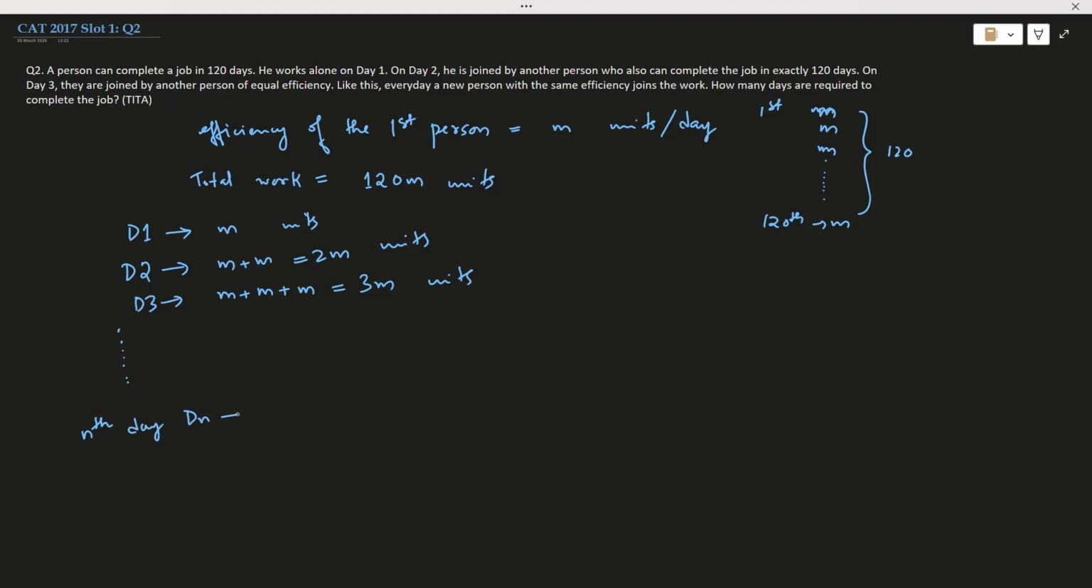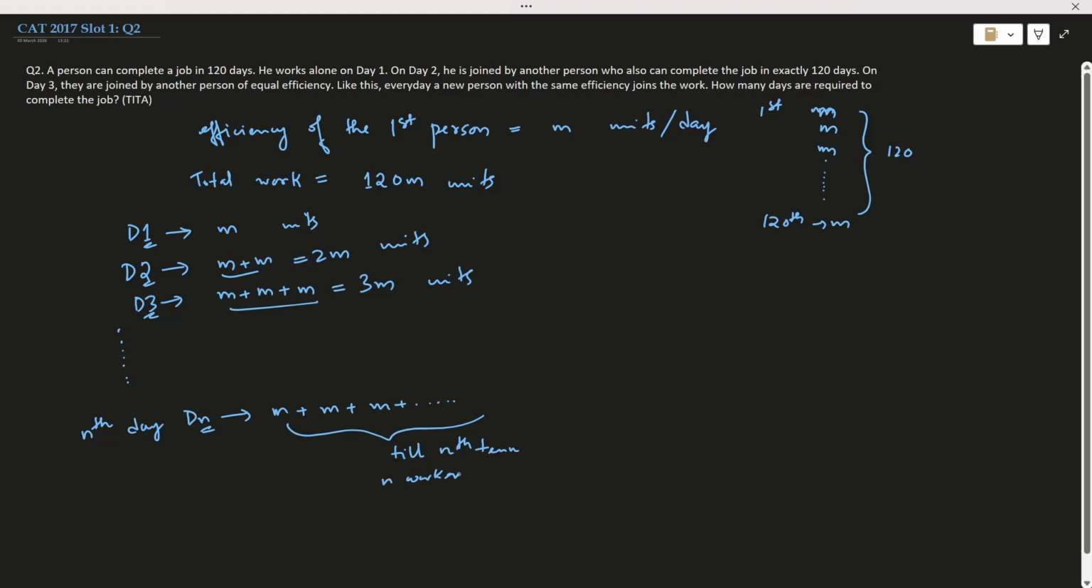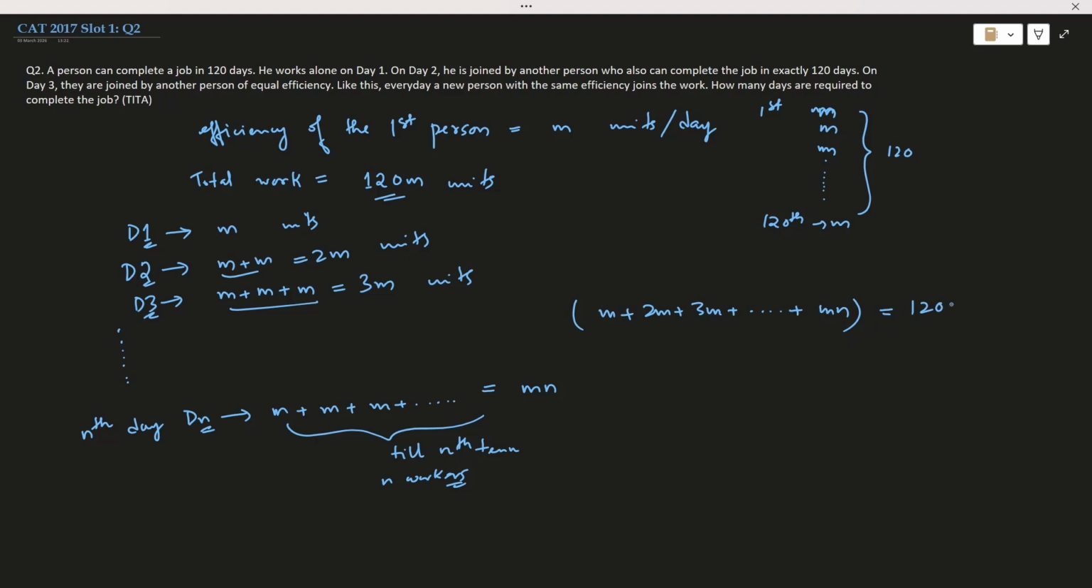On the nth day how many workers will be there? n workers, right? Like this till the nth term. And basically there are, like, first day one worker, second day two workers, third day three workers, nth day n workers, and this will be basically mn. But the total work is 120 m, so I can say m plus 2m plus 3m plus and so on plus mn is equal to 120 m.